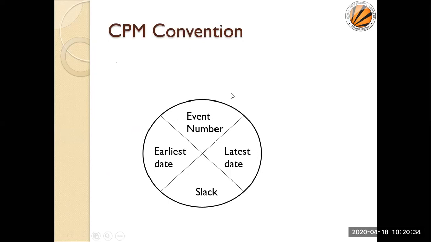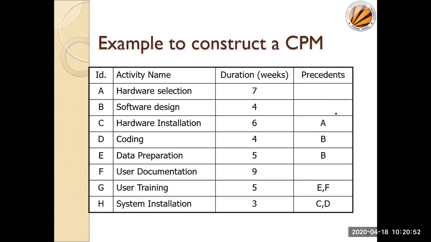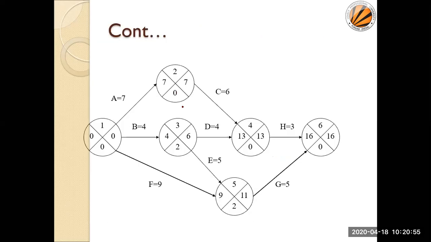For AOA, instead of representing the activity like that way, my node is represented by using these 4 pieces of information: my event number, earliest start, latest finish, and my slack time. If I take the same example, then this type of network gets generated. Instead of representing the activity values onto the node, we are representing them onto the arrow. That's why we say this is my activity on arrow. So activities are represented onto the arrow itself.